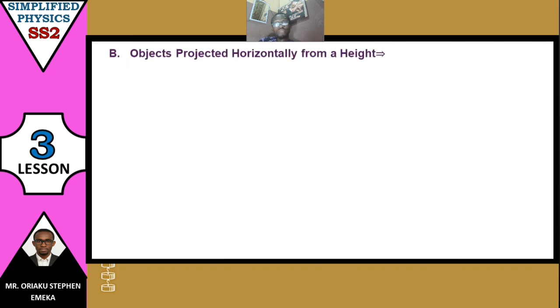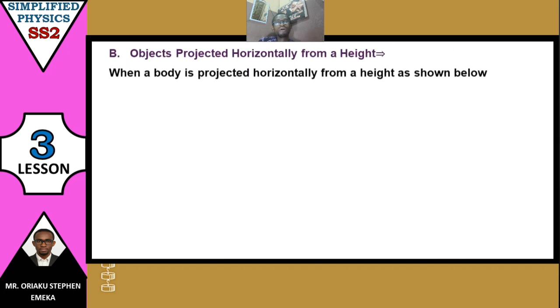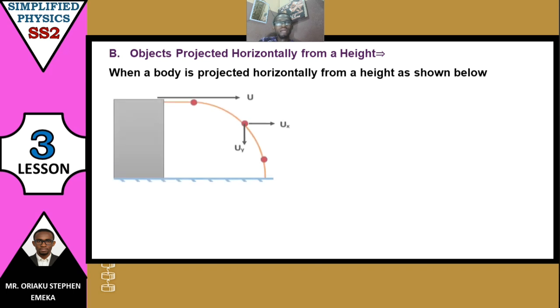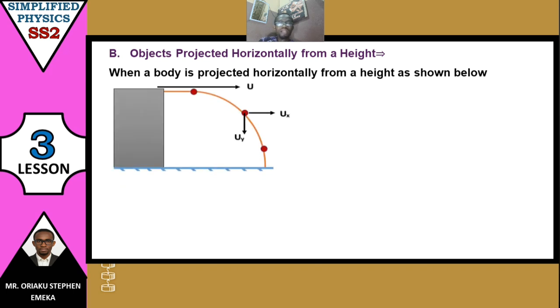Next type of projectile: this is when a body is projected horizontally from a height as shown. It is like you are throwing something from a cliff, from a hill, or even from the window of an upstairs.